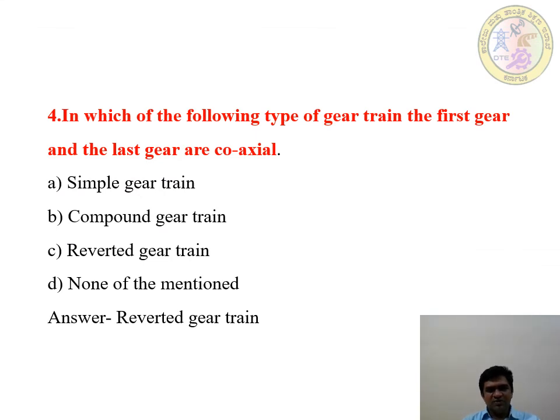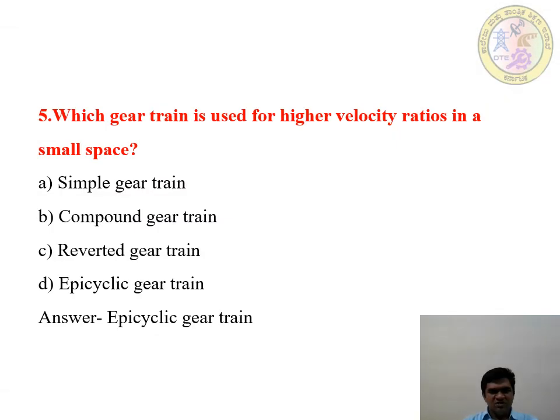Which of the following types of gear train has the first gear and the last gear coaxial? The answer is the reverted gear train. Which gear train is used for higher velocity ratio in a small space? Here we have four options: simple gear train, compound gear train, reverted gear train, epicyclic. Here the epicyclic gear train is used for higher velocity ratio in a small space.